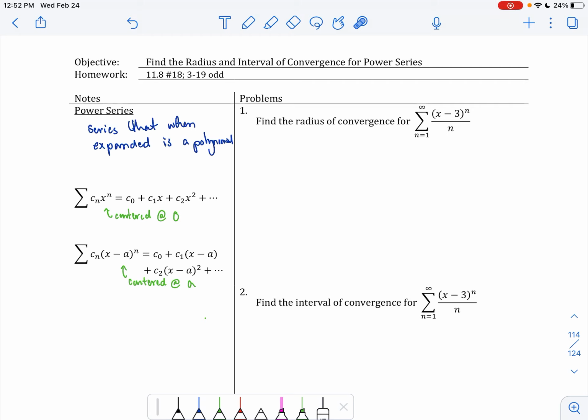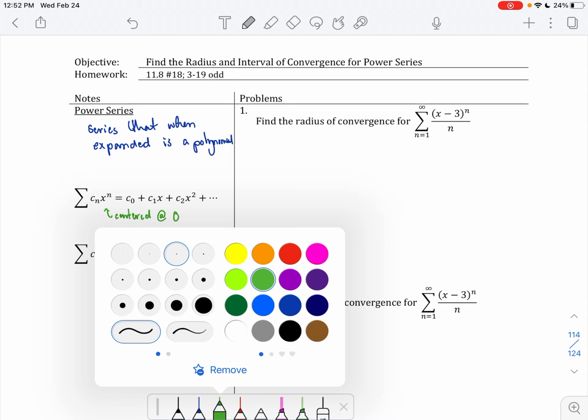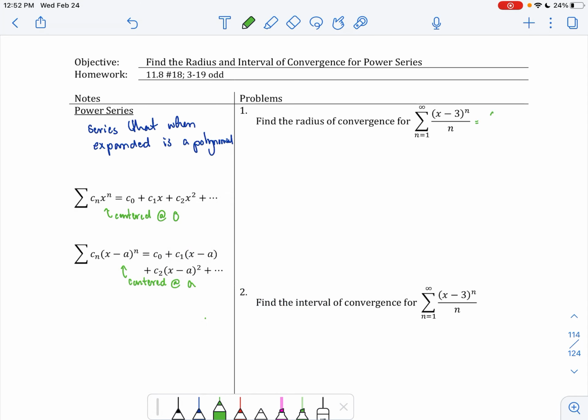So number 1, find the radius and interval of convergence of the series from n equals 1 to infinity of x minus 3 to the n over n. If I want to think about this in terms of this notation, we can see that this is 1 over n as the coefficient, and then x minus 3 to the n, where it's centered at 3. Now, there's a couple different ways that you can go about finding these different properties. What you're mainly going to use is either the ratio or the root test. So I'm going to do an example of both.